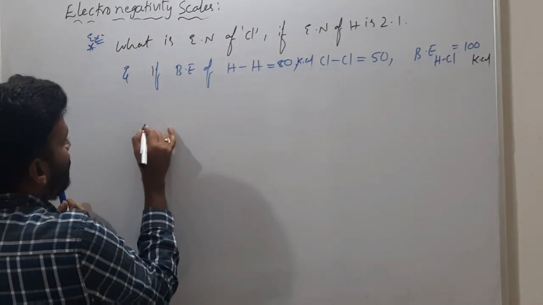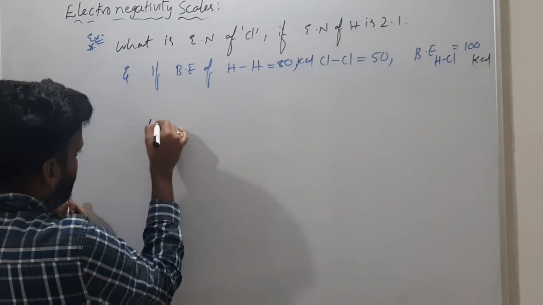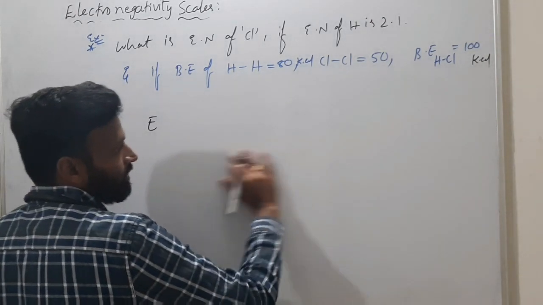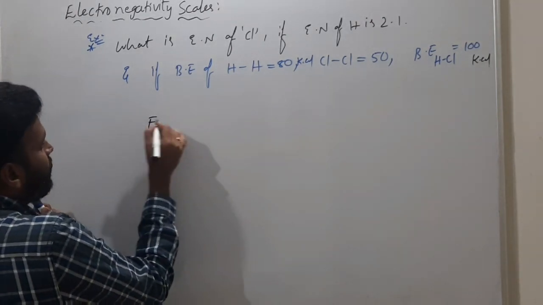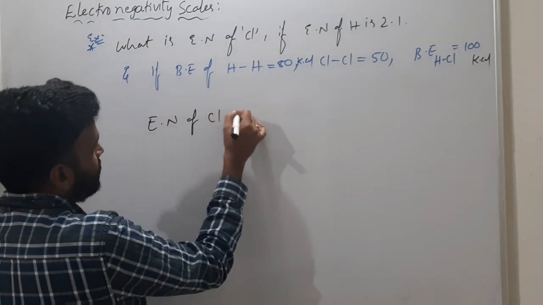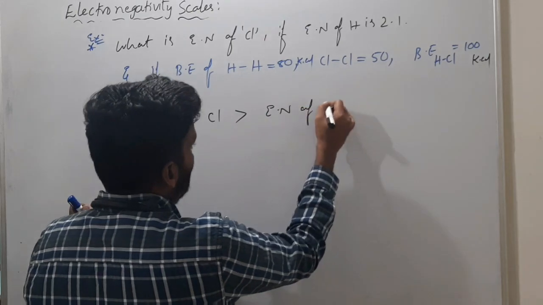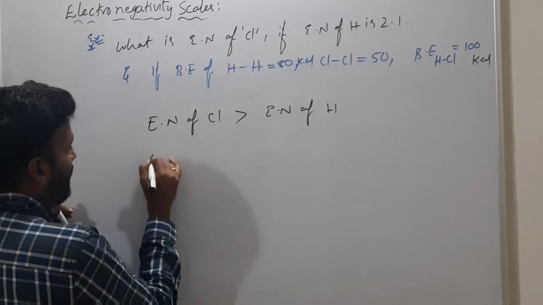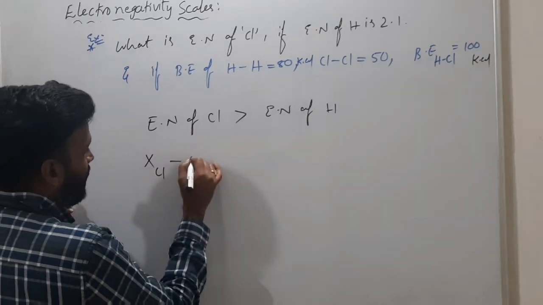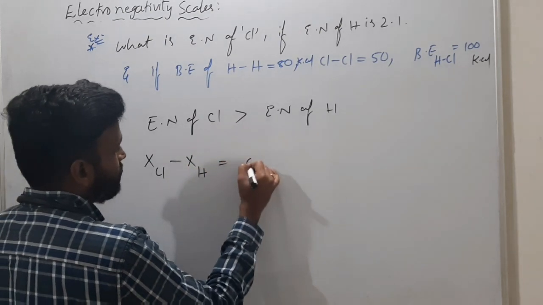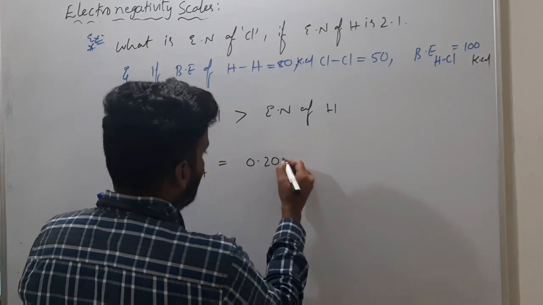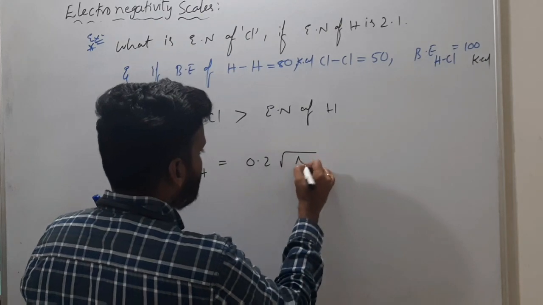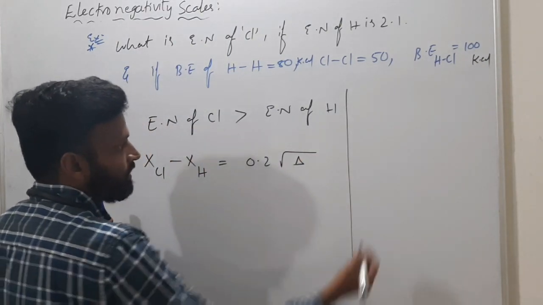So I told you already, from left to right size decreases, so the electronegativity of chlorine is more than the electronegativity of hydrogen. Whether it is correct or not, from this example we can understand. Let's see. Electronegativity of Cl minus electronegativity of hydrogen is equal to 0.208 into root delta, since it was given in kilocalories. So what is delta now?